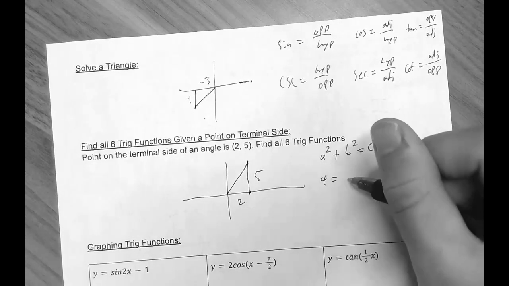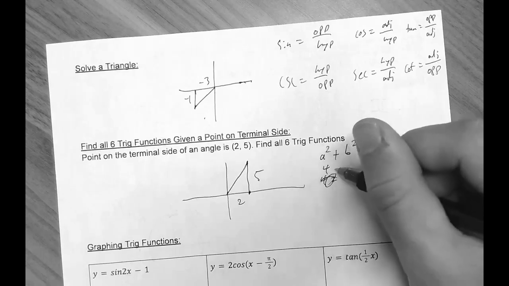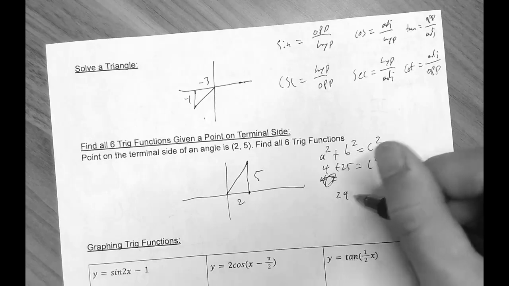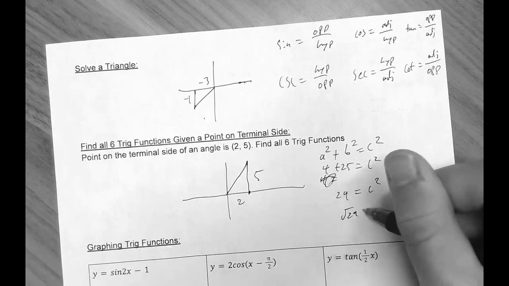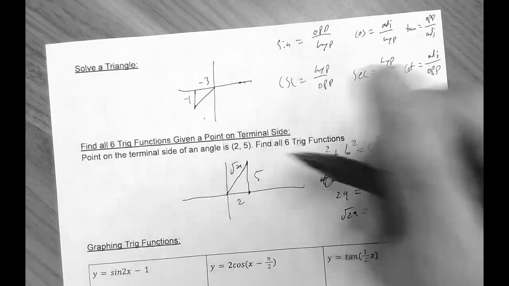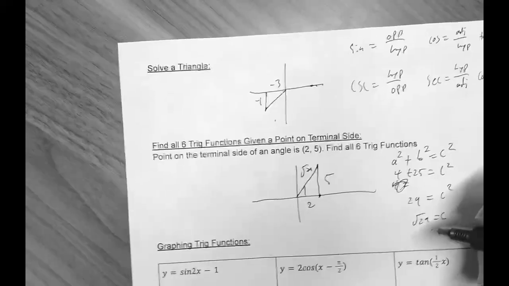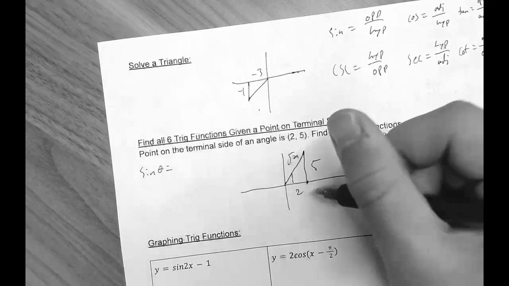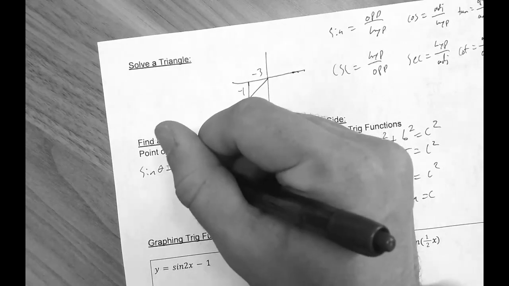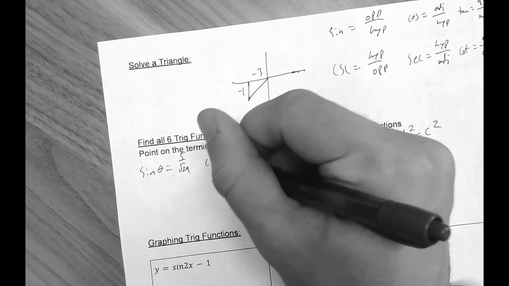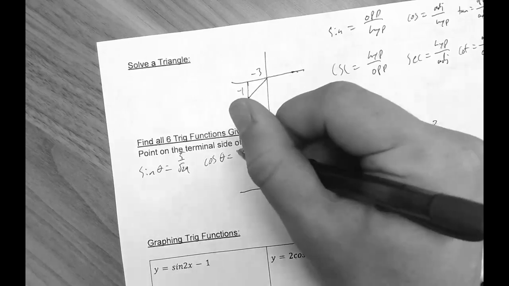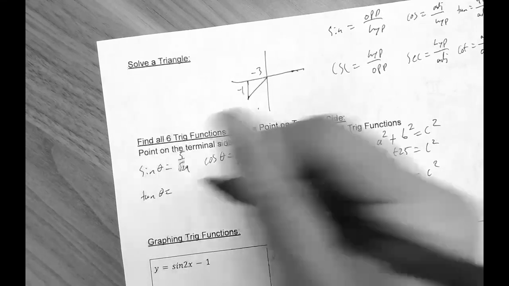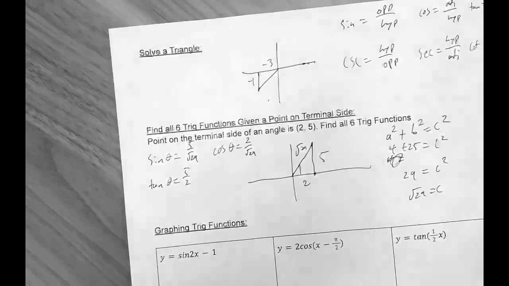That's going to be 4 plus 25 equals c squared. That is 29 equals c squared. That is root 29 equals c. So this is a root 29 here. So now I've got that. It's pretty easy, guys. So we'd say sine theta equals opposite over hypotenuse. That's 5 over root 29. We got cosine theta equals 2 over root 29. And we've got tan theta equals 5 over 2.